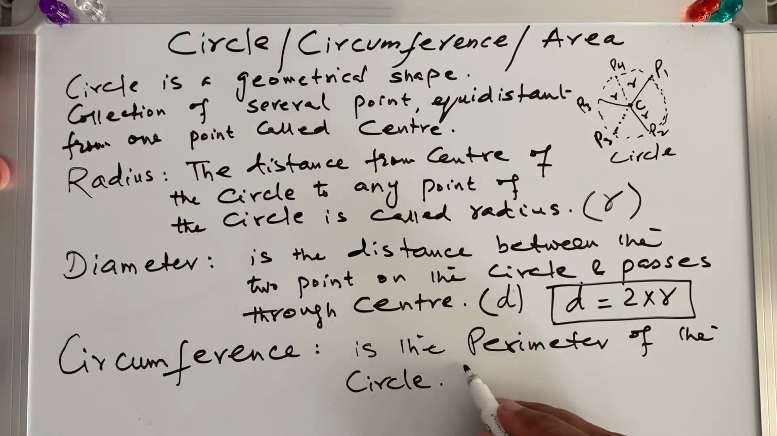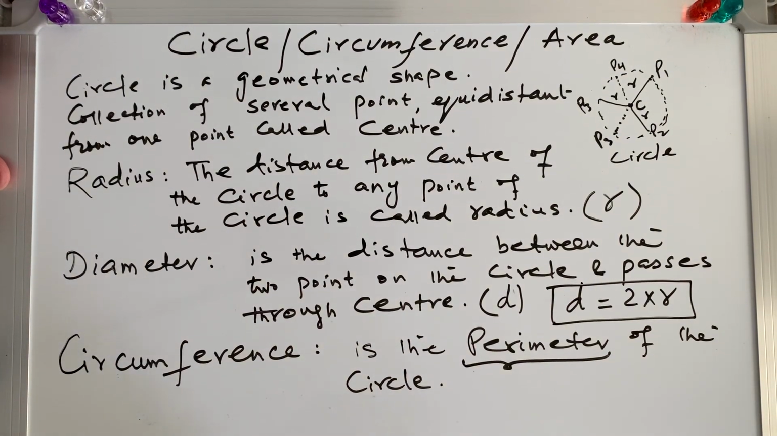Perimeter. What is perimeter? In a square, we have learned that perimeter is the sum of all the sides. But here there is no side in the circle. It's a collection of all the points. So if you have a circle like this, as we have seen, this is the collection of all the points.